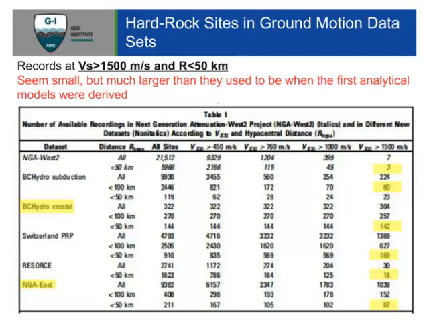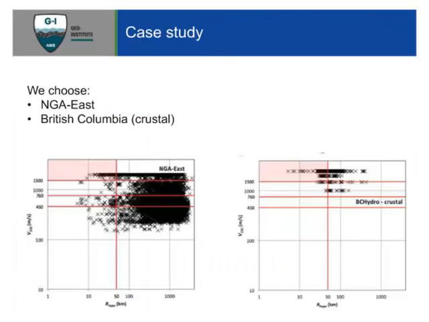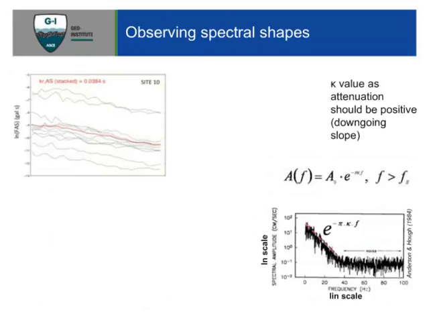So we will go ahead with our case study, and we look at NGA East and British Columbia. So what you have in the red boxes are basically the data that we can use for this type of study. So the first take-home message was that there's still a pretty big lack of data on hard rock.